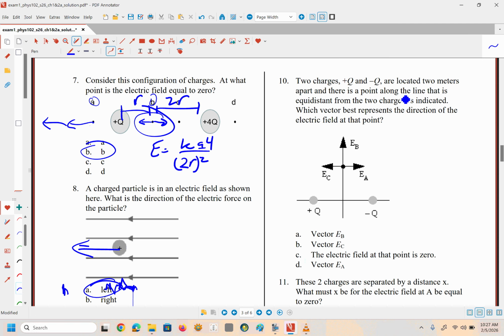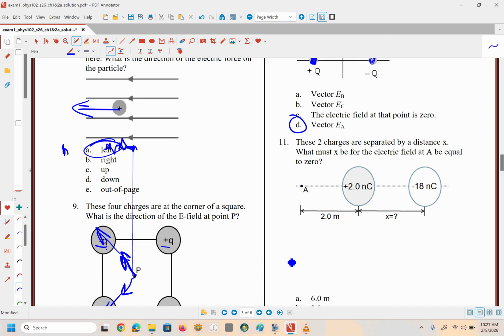All right, now I have 2 charges. I want to know the electric field at that point. The electric field due to this one is going to be in that direction, and due to this one in that direction. So that's the right answer, D.